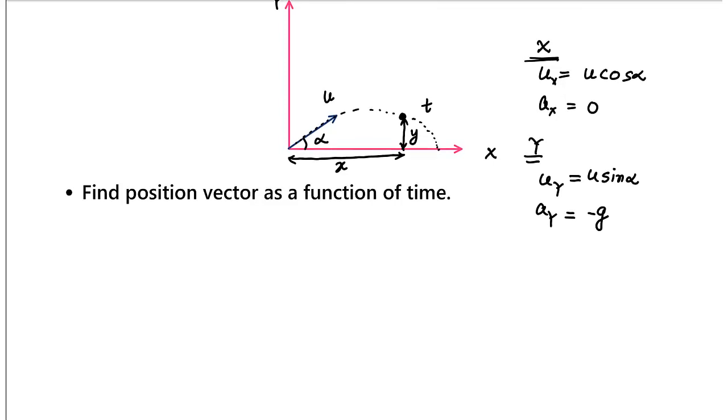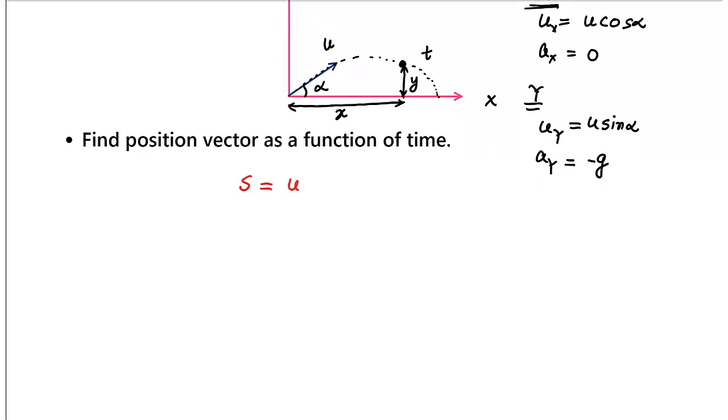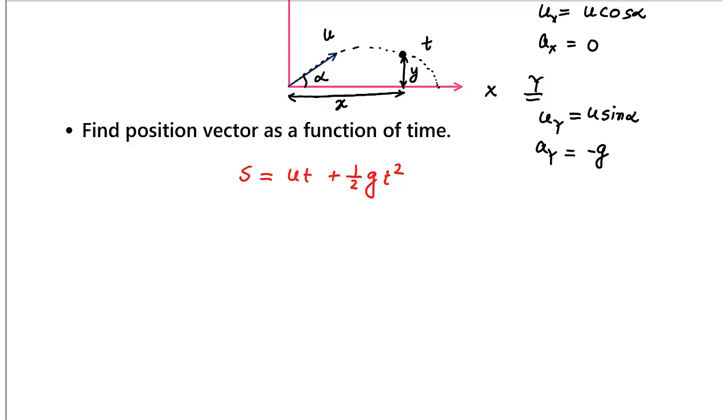Now I have to find the position vector. And if you remember, in the previous one dimensional motion, we derived the formula s is equal to ut plus half g t square. Now I will use this formula for x motion and for y motion. If I apply along the x axis, I can write x distance is equal to ut plus half at square, where the speed in the x direction is u cos alpha, time is t, and there is no acceleration in the x direction. So I am simply applying this equation in the x direction, with initial velocity u cos alpha and acceleration zero.